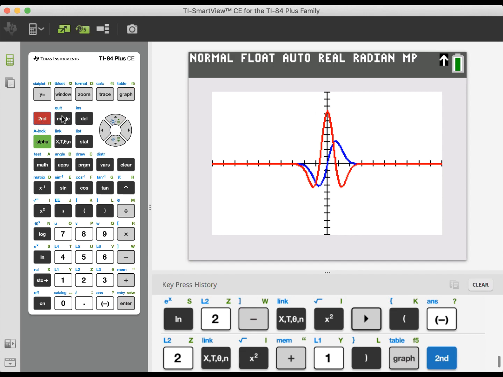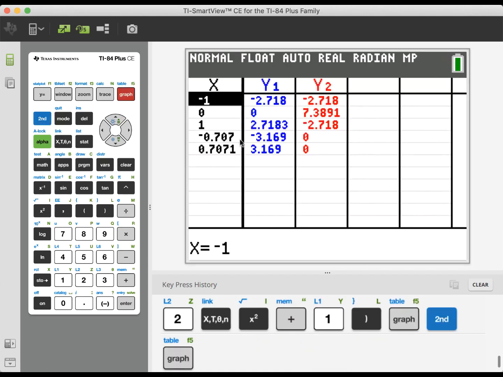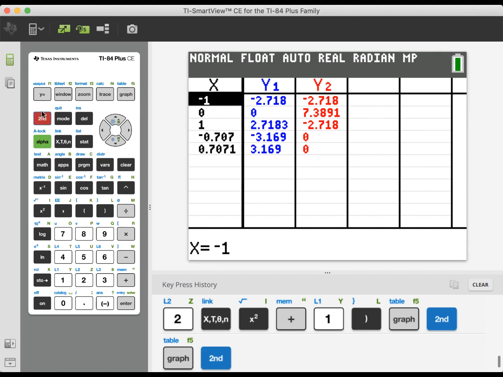Now, if we want to see the table, notice I have this on auto still. So at negative 1, the derivative was negative 2.718, which is exactly negative e, basically. 0 is 7.3891, which is in fact e squared. And 1 is, again, just negative e. So those are negative, positive, negative in those regions. So on the graph, the red should show you that.